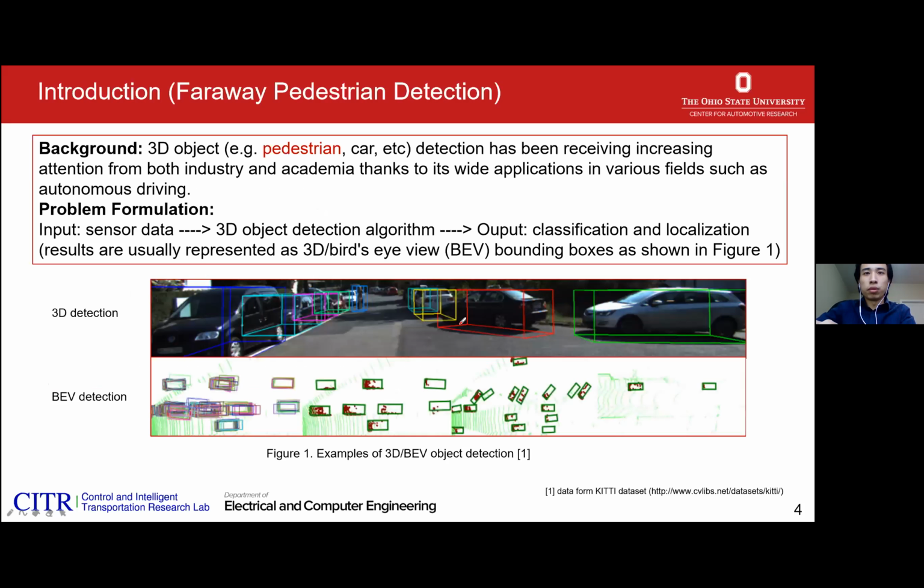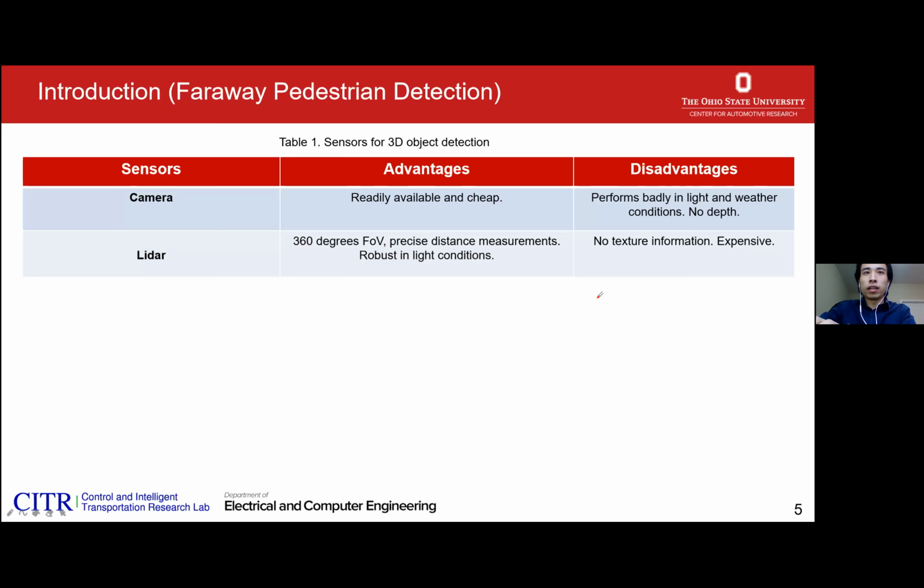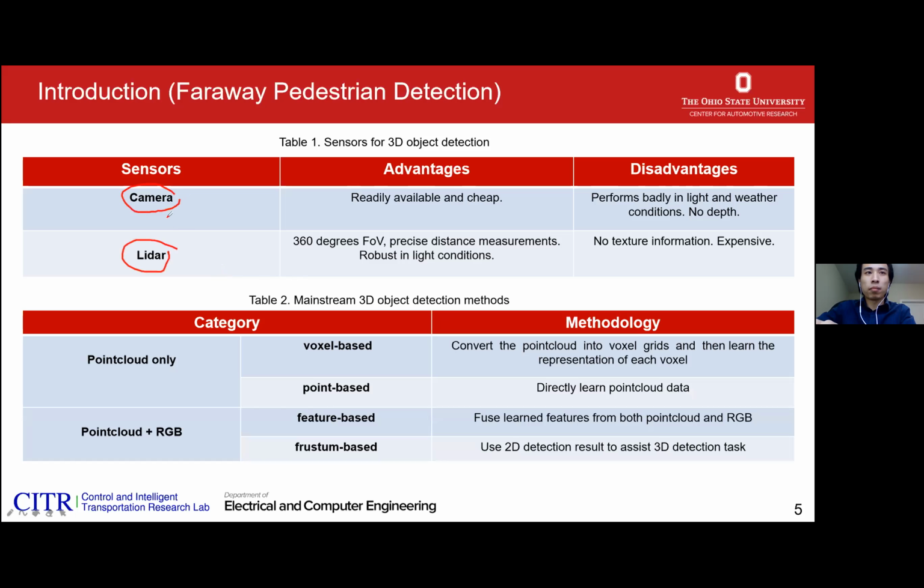First, I will give you a brief introduction of 3D object detection. The problem we aim to solve is that, given the input sensor data, our algorithm should output the classification and the localization for all objects, as shown in this figure. To achieve this task, we first need to collect input data from many kinds of sensors. In our work, we mainly focus on camera and LiDAR. Using camera and LiDAR, the existing 3D object detection methods are mainly point cloud only based or point cloud and RGB based. They are all good for most objects, but not good for faraway objects. I will discuss them later.